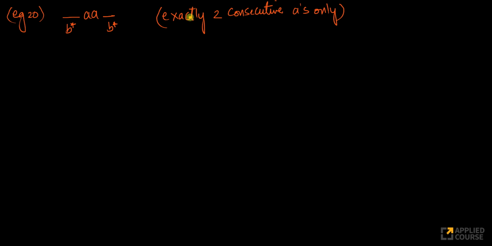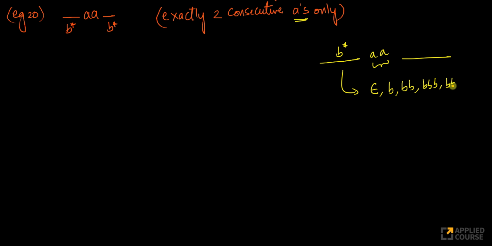What if I want exactly 2 consecutive A's only? No more consecutive A's, which means I want some number of B's here. Only 1 occurrence of consecutive A's. No more A's. This whole thing should be B, so we often write it as B star. So what does B star mean? B star means epsilon, B, 2 B's, 3 B's, 4 B's, and so on and so forth. Similarly, B star here. I could have epsilon, I could have B, BB, triple B, any number of B's.